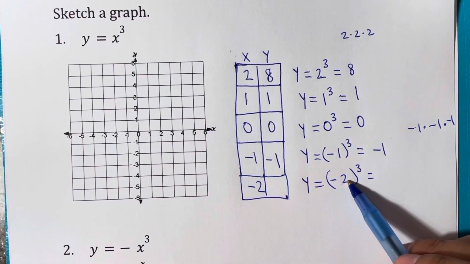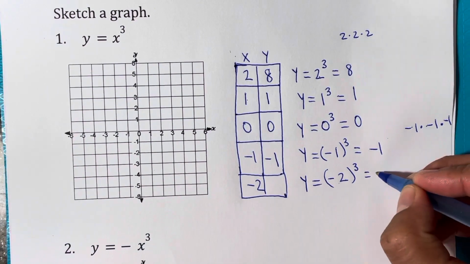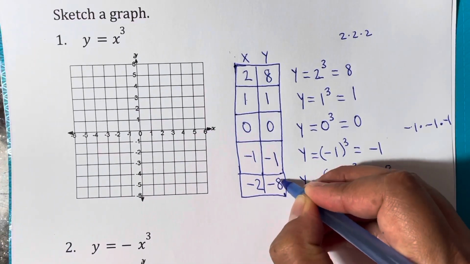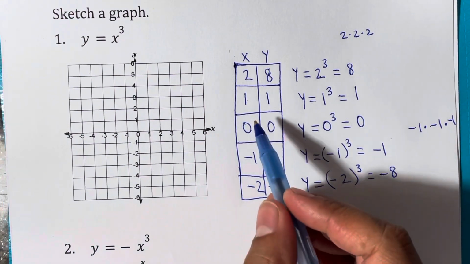Y is equals to -2 cubed. -2 times -2 is +4. +4 times -2 is -8. And so now that we have our values for x and y, we just start graphing.